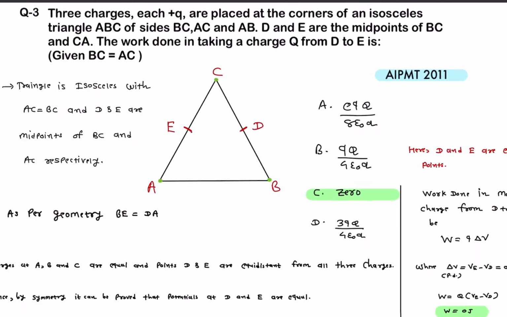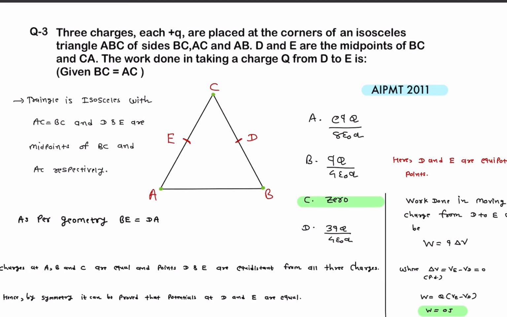Question number 3. The three charges each having plus q magnitude are placed at the corners of isosceles triangle ABC of the sides BC, AC and AB. Here D is the midpoint of BC and E is the midpoint of AC. The work done in taking the charge Q from D to E. So in order to transfer the charge from point D to point E, we have to find out the work done in taking the charge Q from point D to E.